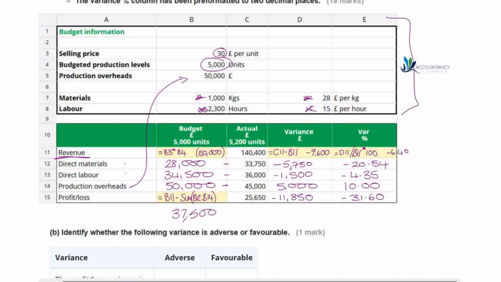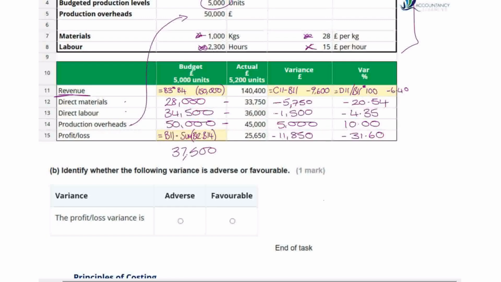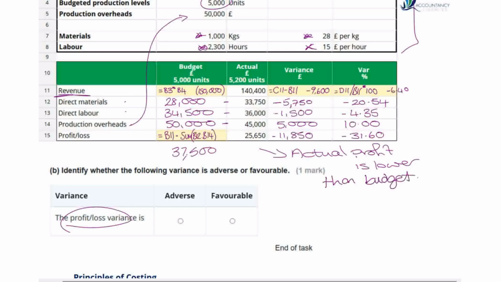And then using those figures we can then answer part B, which is to identify whether the following variance is adverse or favourable, and we're looking at the profit or loss variance. So as we said, the actual profit is lower than budget, which makes it adverse. So in this question, do make sure you're reading the question very carefully so you know what format you need to put your answer in.